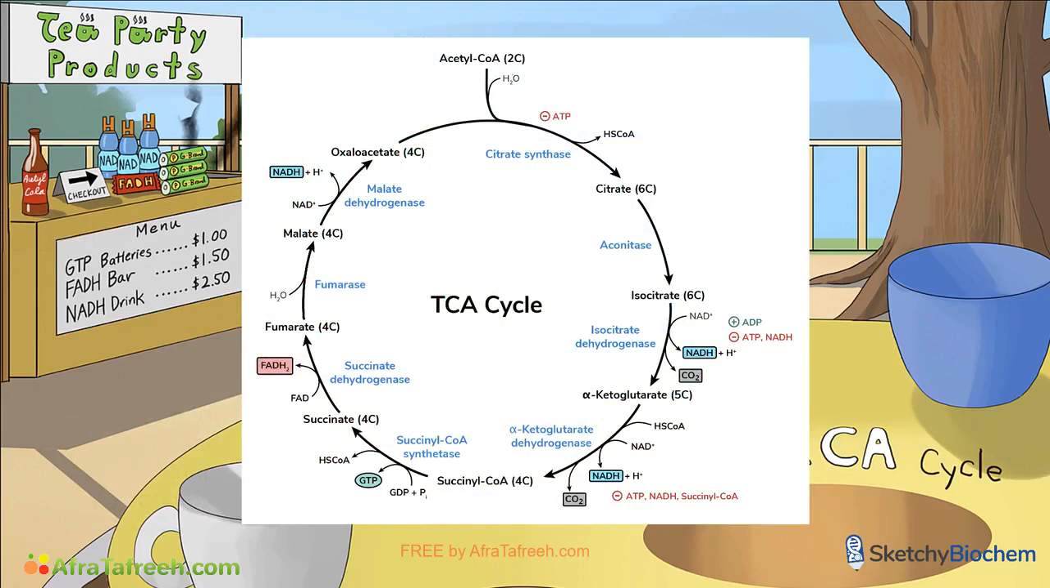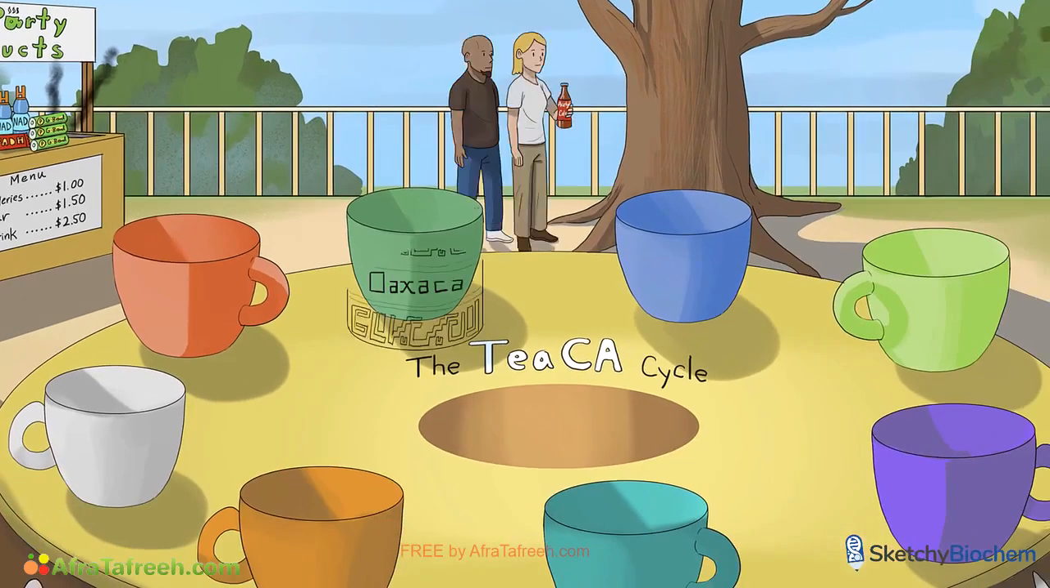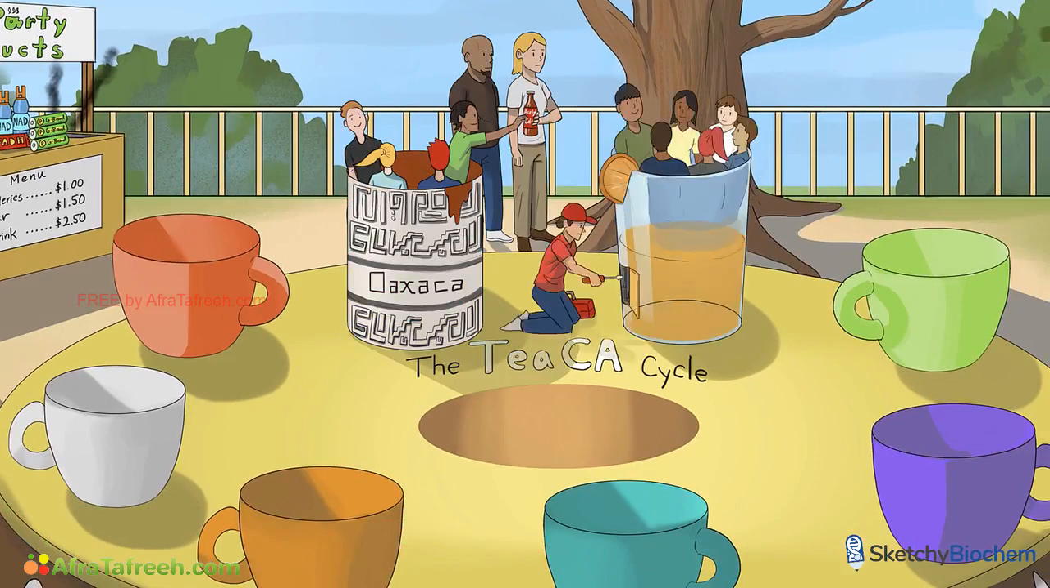Now let's talk about each step in the TCA cycle. The best way to remember each step is to count the number of carbons. In this sketch, we'll use people to represent the number of carbons. In step 1, citrate synthase combines 2 carbon acetyl-CoA and 4 carbon oxaloacetate to make 6 carbon citrate.